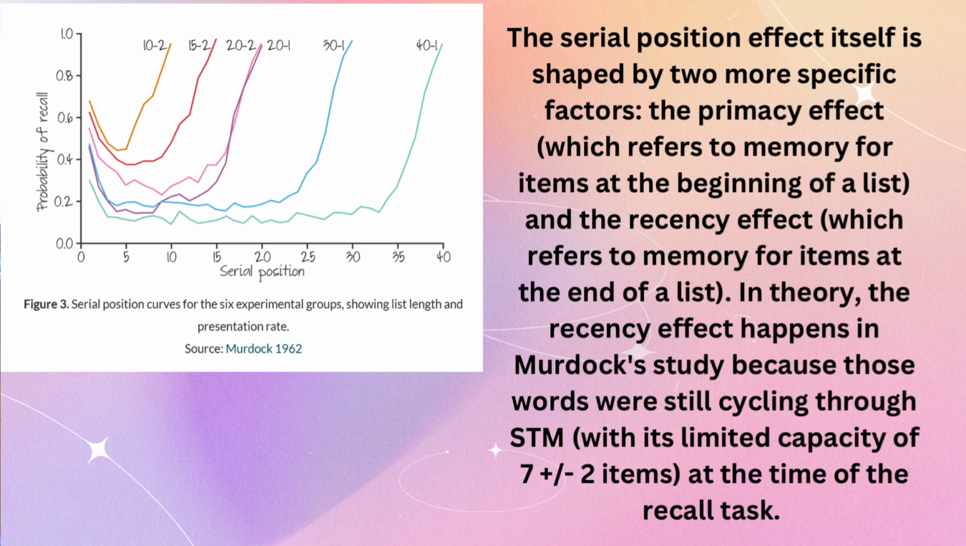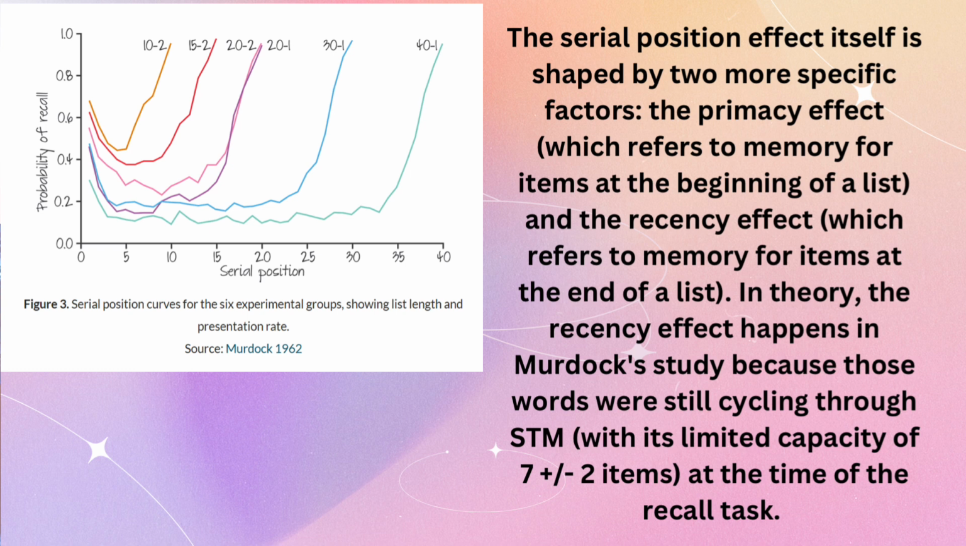So the serial position effect itself is shaped by two more specific factors. The primacy effect, which refers to memory for items at the beginning of a list, and the recency effect, which refers to memory for items at the end of the list. So in theory, the recency effect happens in Murdock's study because those words were still cycling through your short-term memory at the time of the recall task.